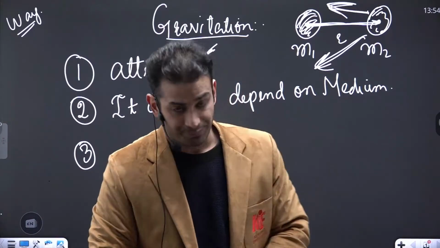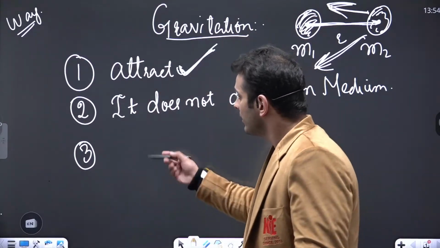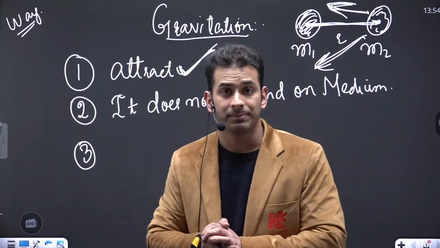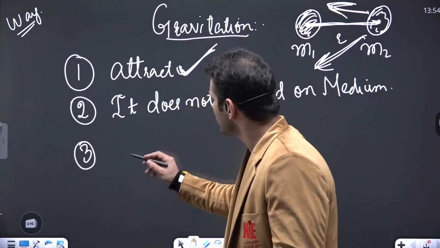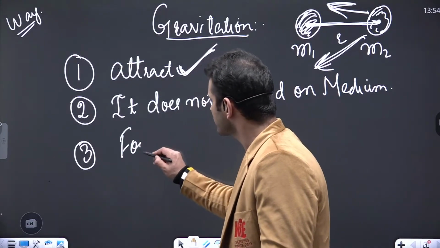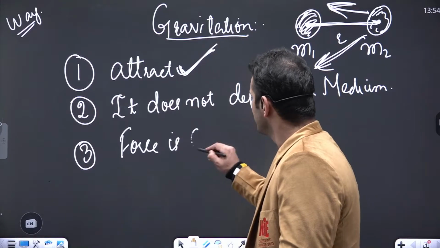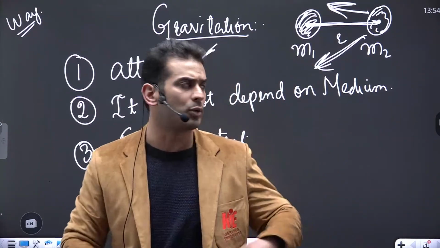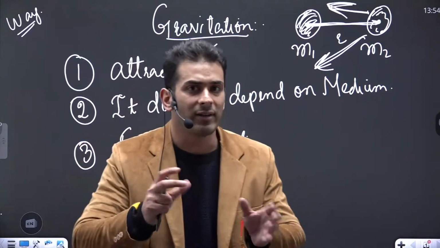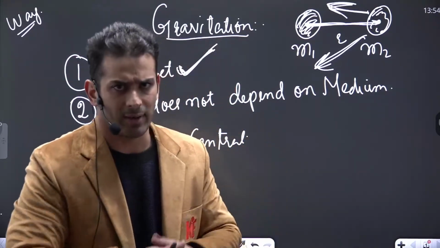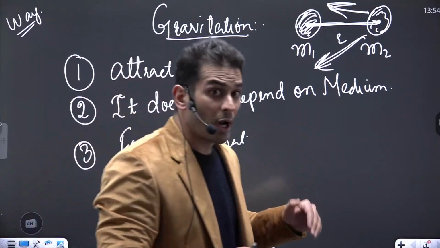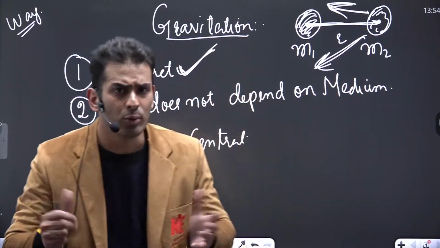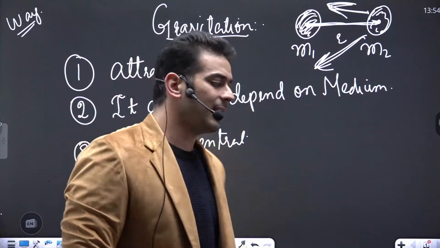Okay, fine. Now, we studied the properties of this gravitation. The third point was that the force is central. That it always attracts, that I told you. One mass will attract another mass from center to center, along the axis which is joining the centers of the two masses. Okay, beta? Fine, clear?